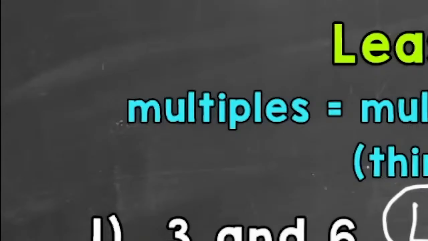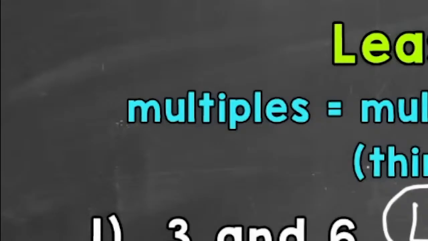Let's move on to number 3, where we have 9 and 6. So we'll start with some multiples of 9 here. So 9, 18, 27, 36, 45. And now some multiples of 6. 6, 12, 18, and we have our least common multiple right here, which is going to be 18. So our LCM equals 18.